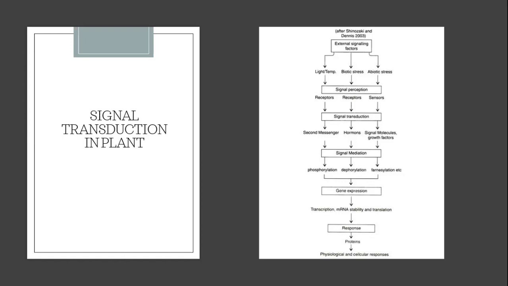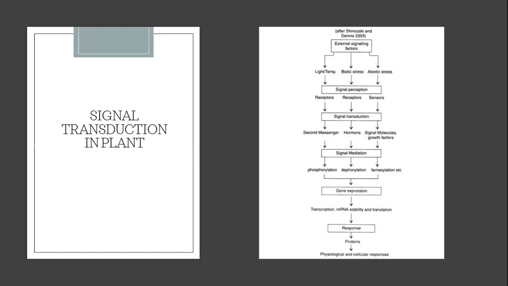Then if the genes are upregulated or downregulated, their transcription will take place, and mRNA will be formed. From that mRNA, protein will be formed, and then that protein will ultimately bring about a physiological or cellular response in the plant cells. So this is a general outline of how signal transduction takes place in plants or any organism. This is the basic pathway followed by the organism, which starts with an external signal and ends with a physiological or cellular response.